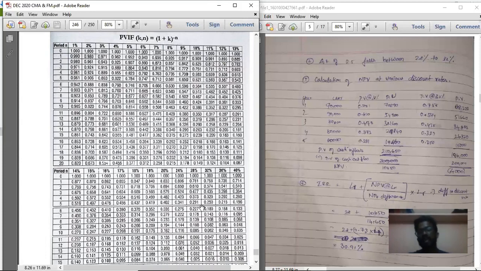I'll tell you one more technique of calculating present value factors, which we will do for this 32%.